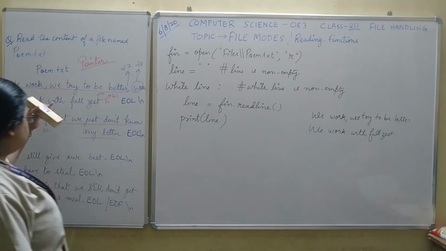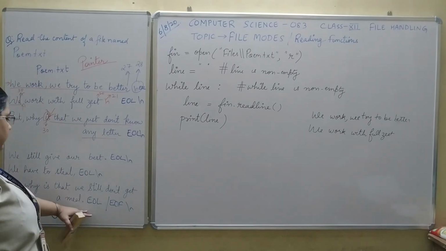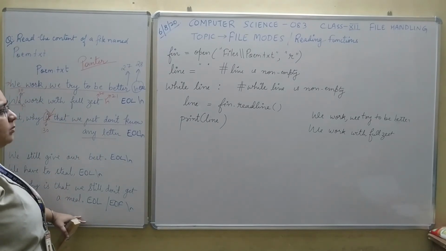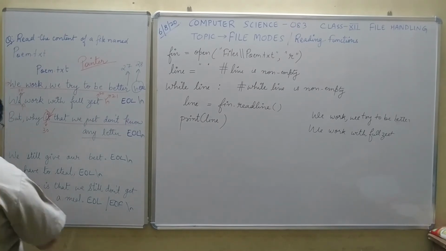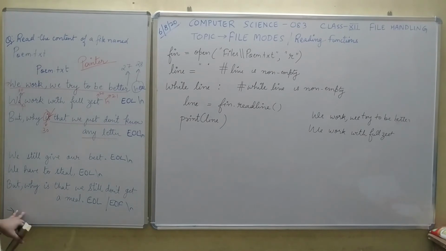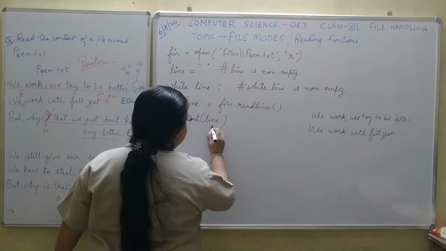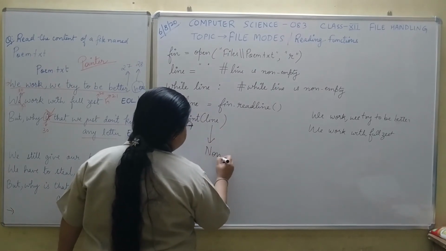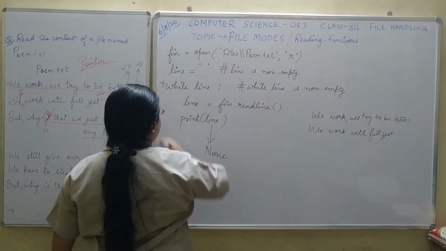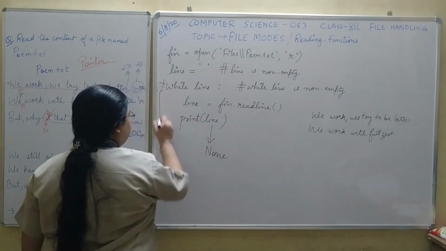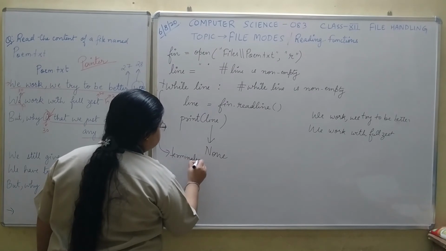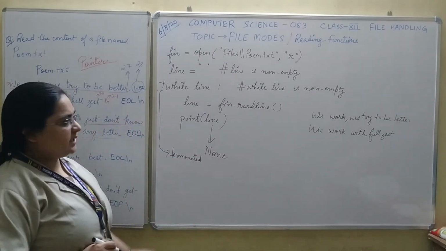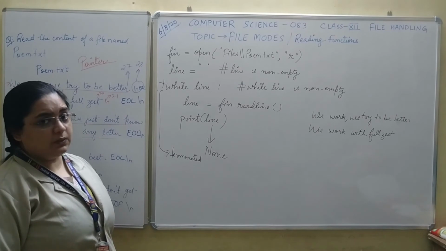Likewise, all the lines will be read one at a time until it reaches a point where there are no more lines to be read. Once the pointer reaches the end of the file, it will try to read, but there would be nothing to read. So at this point, line would contain None, and this condition would prove false and hence the loop would be terminated. So this is how the readline function works.